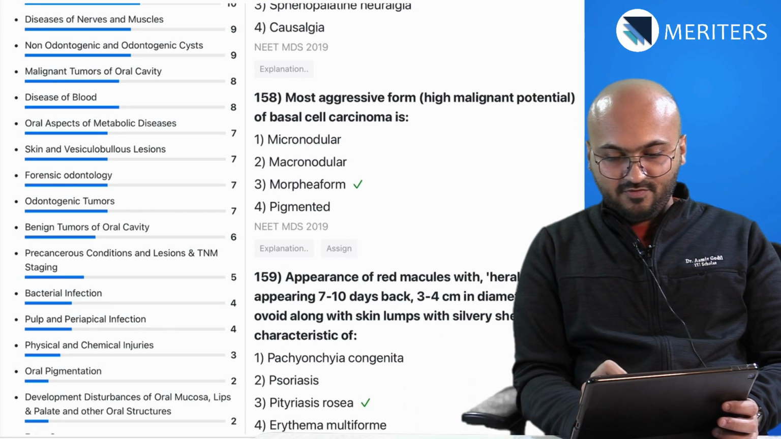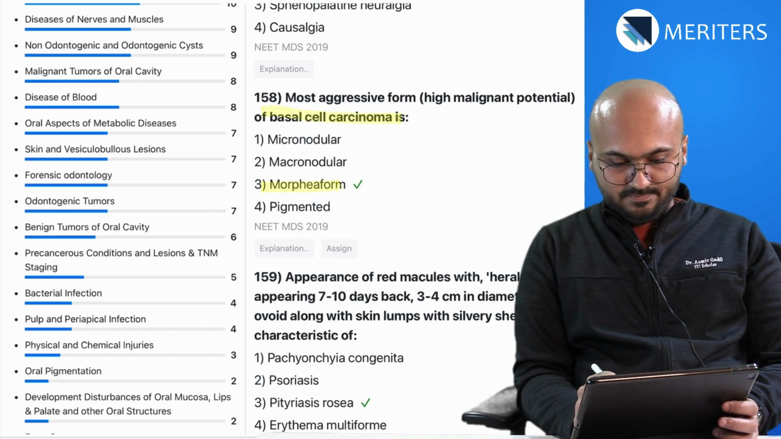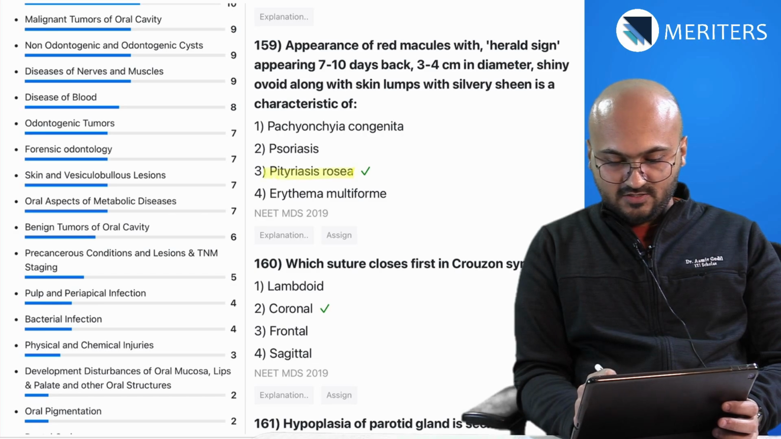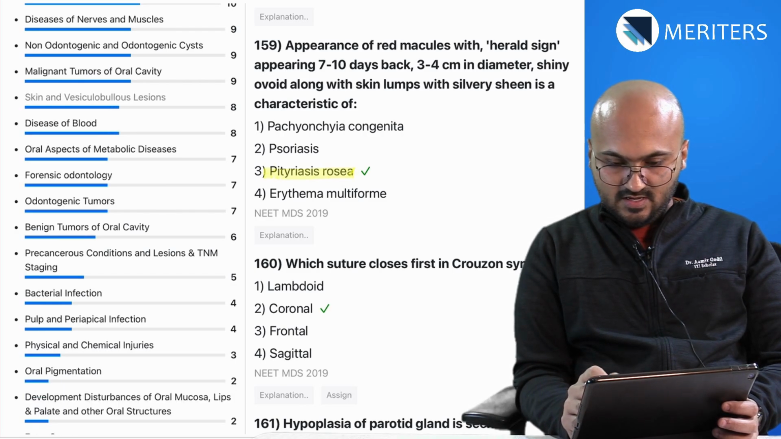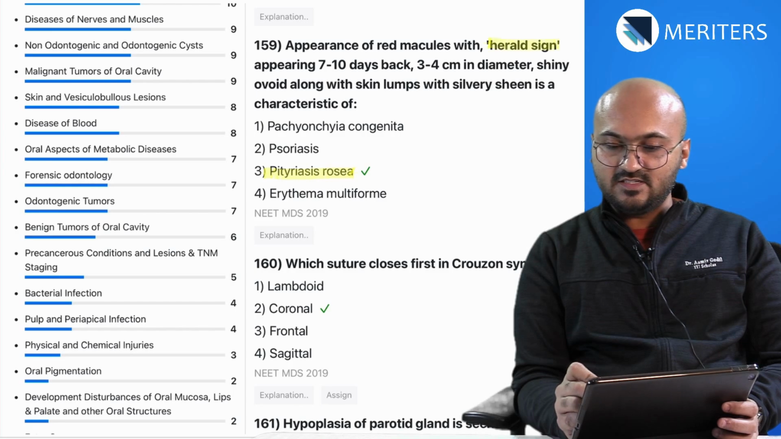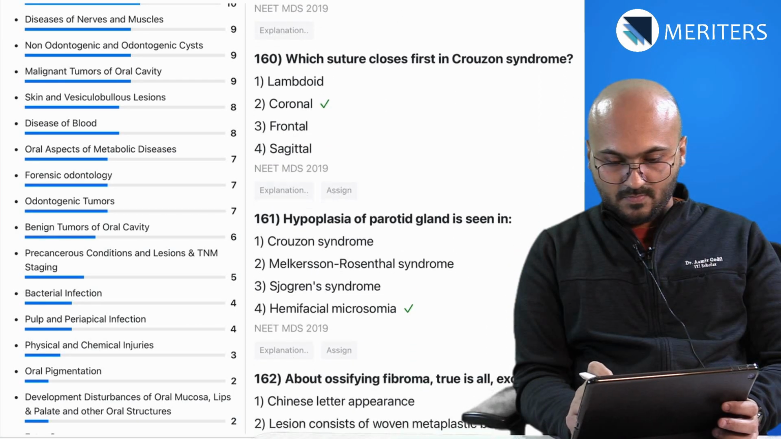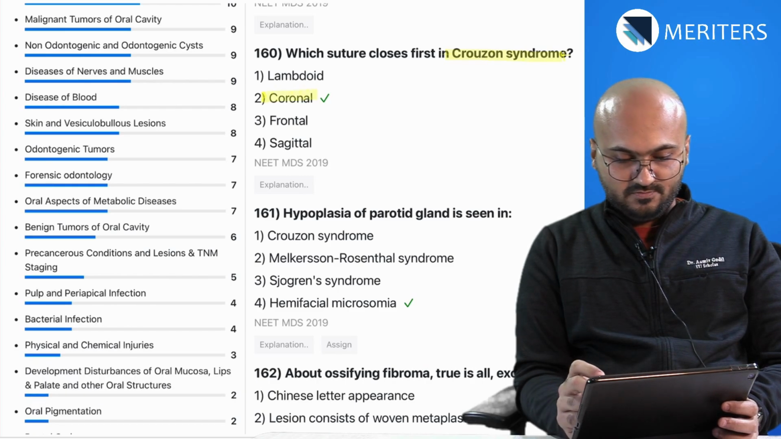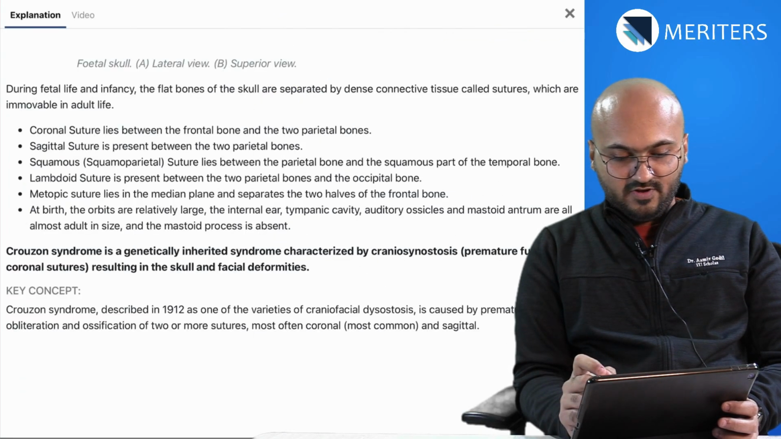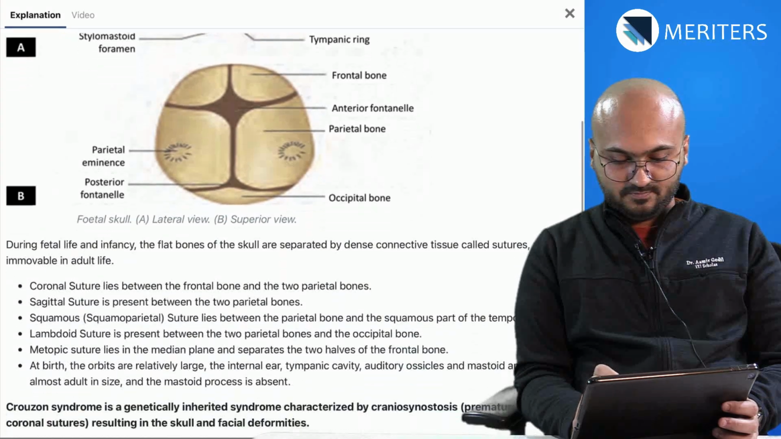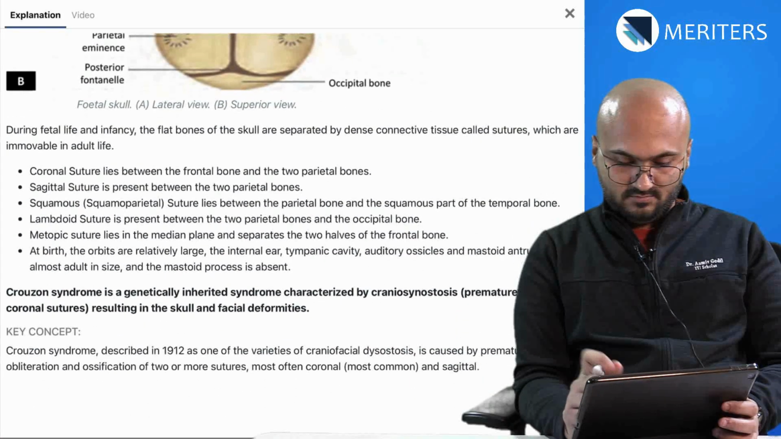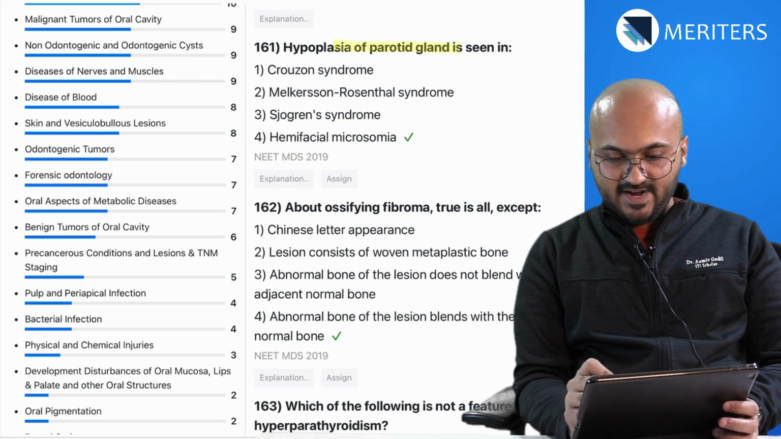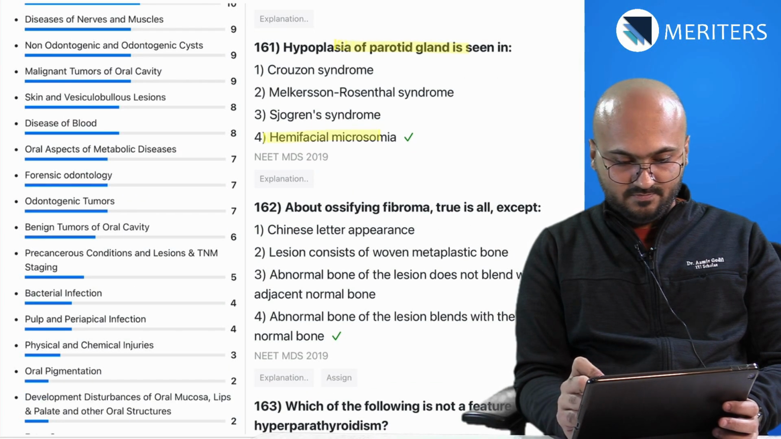Then morphea form of basal cell carcinoma, malignant tumor. Then pityriasis rosea, skin lesions. So here all the clinical features, Herald sign, don't forget that. Which suture closes first in Crouzon syndrome? The coronal suture, right? Don't forget to check out the explanation. Right, next. Hypoplasia of parotid gland is seen in hemifacial microsomia.